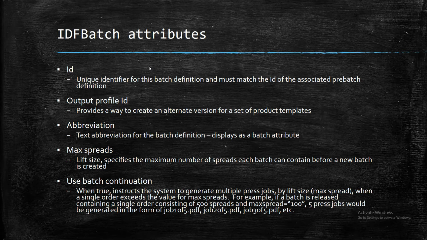And then we have something called use batch continuation. Now, when this attribute is true, this instructs the system to generate multiple press jobs by lift size when a single order exceeds the value for max spreads. So, for example, if a batch is released containing a single order consisting of 500 spreads and the max spreads has been set to 100, then that's going to result in 5 press jobs where the names are going to be in the form of job name 1 of 5, 2 of 5, 3 of 5, etc.